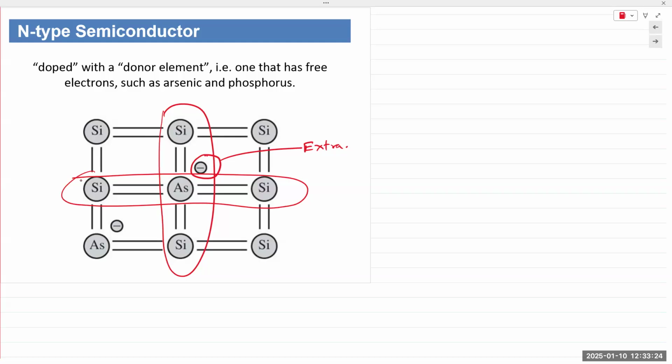Okay, that's a critical point. It is not a charged device. The overall charge in that doped material is still 0. And so you have one extra electron, which is balanced by a proton in the nucleus.